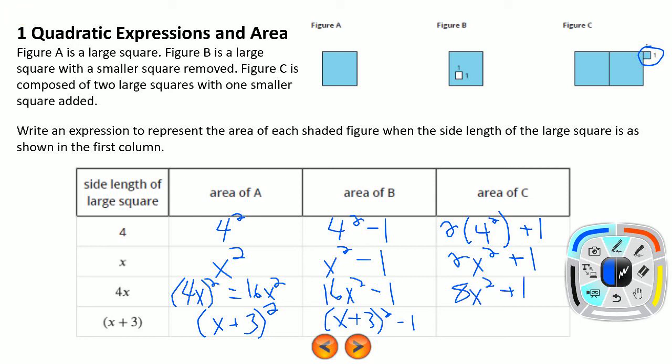Same thing with 4x. Nope, I missed a number. So it's the quantity 4x squared, which is 16x squared, and then 16 times 2 gives me 32x squared. And then lastly, the quantity x plus 3 squared. Because I have 2 of them, I multiply by 2, and then I add 1.